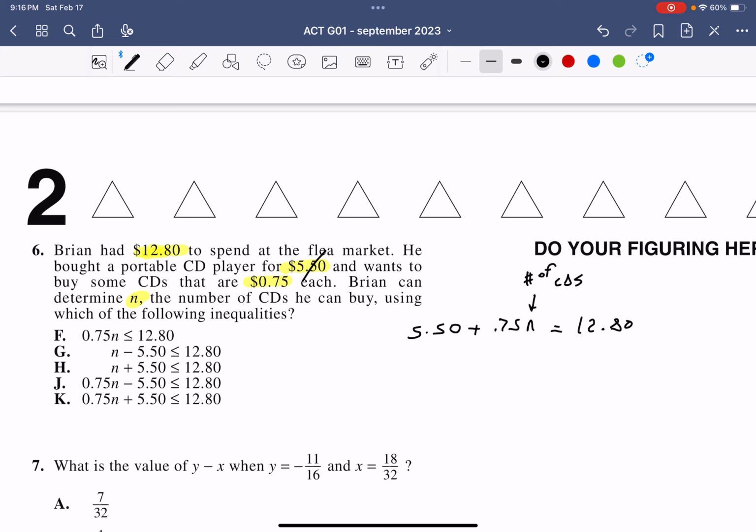So they're saying, how many can he get? Well, if this is how much money he has right here, then Brian cannot exceed, he cannot go above this number. So that means that he'll have to get some number of CDs, where if he multiplies the number of CDs he gets by 75 cents and then adds his $5.50, whatever that is, it has to be less than or equal to the total amount of money in his pocket when he goes there. So you can see this inequality right here is the same as answer choice K. So that is our answer for this problem.